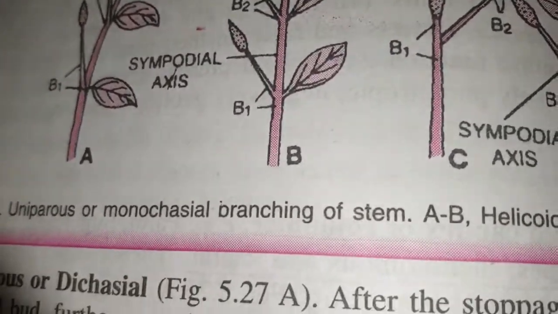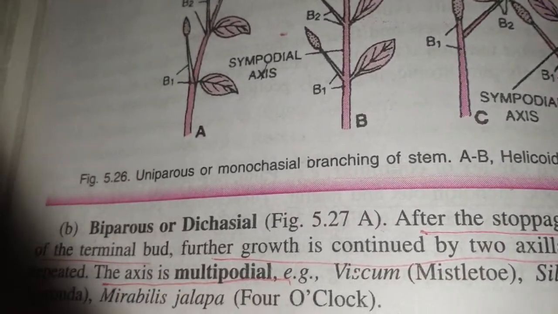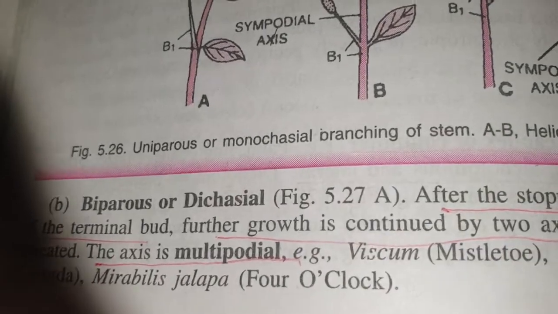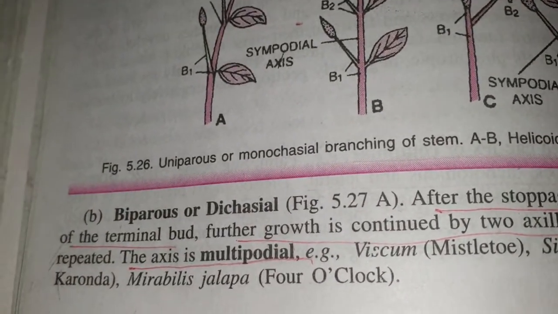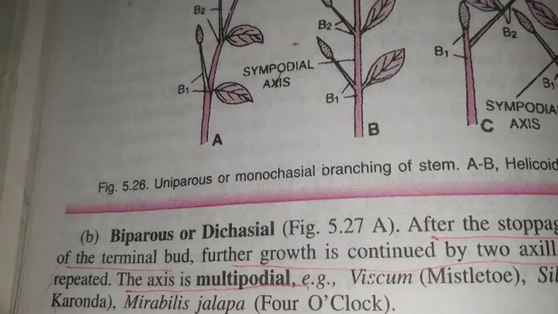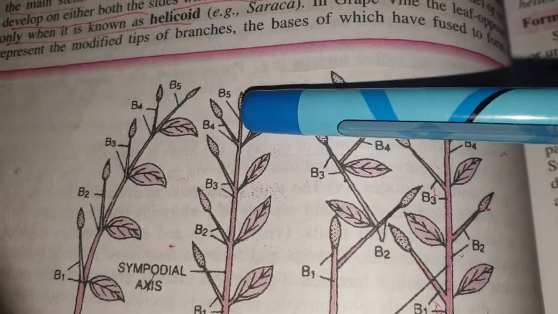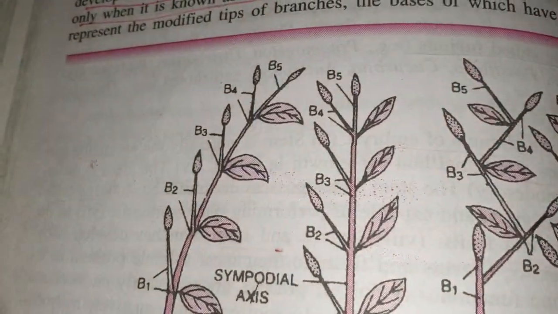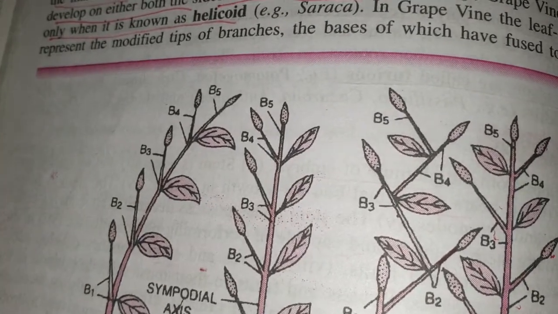Then next one is the biparous or the dichasial branching. That means here what happens, instead of one, two lateral buds will continue the growth of the axis. That means the initial bud, the terminal bud, is inactive, so two lateral buds will take the function of development. So that is called biparous or dichasial.